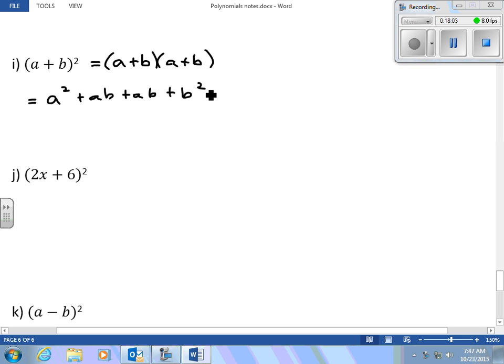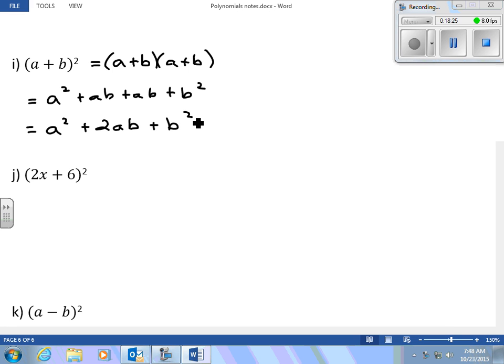So I've got a squared plus ab plus ab plus b squared. So if I have one ab and another ab and add them together, I end up with 2ab. So I've got a squared plus 2ab plus b squared. And that again is a pattern that's very useful to know.